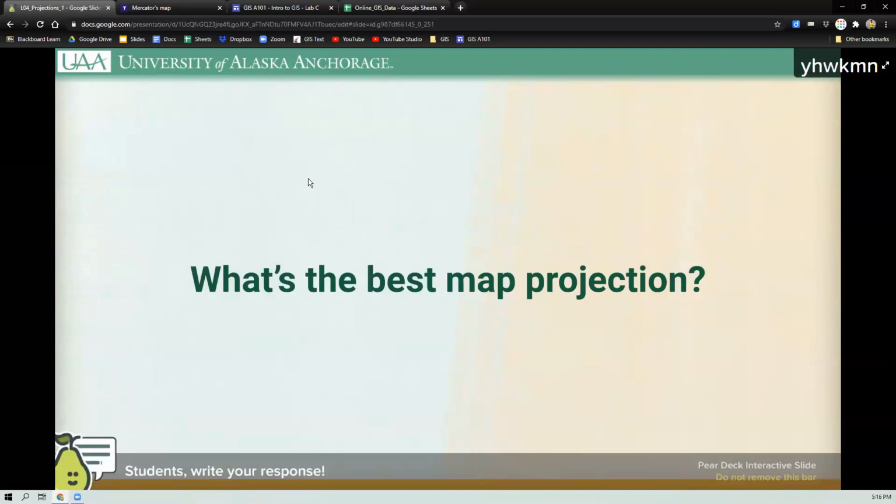The answer is this question is a little bit meaningless. There are best projection systems for different types of applications, different places in the world, different times of day. That's not true, but you can see it really depends on what you're trying to do. So we'll get into some of that selection next week.